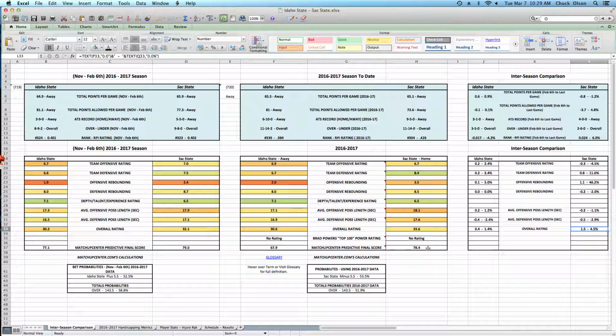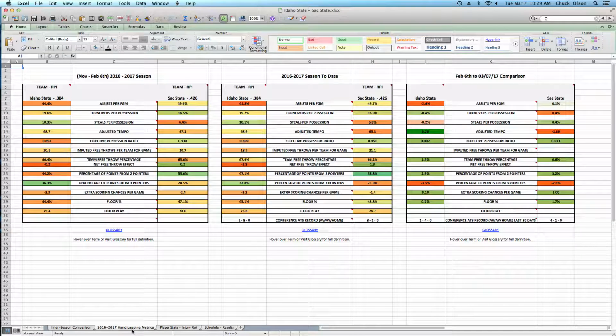This is our matchupcenter.com predicted score. Again, this is all math based, and showing this, we see a 78 to 67 score, which obviously leads us to Sacramento minus 5.5, 53%. So I'm going to let you look at each one of these data points. You can go to the glossary to find out what they mean, and then you can see the differences.